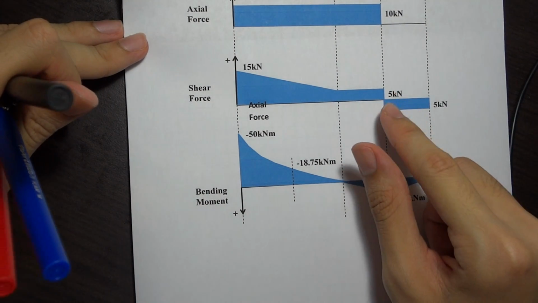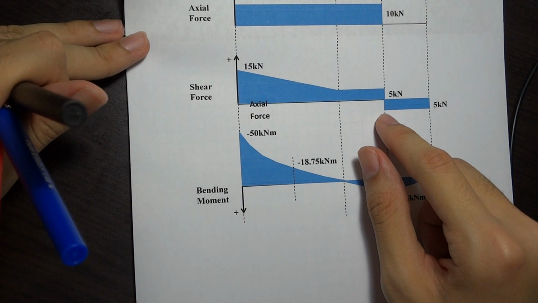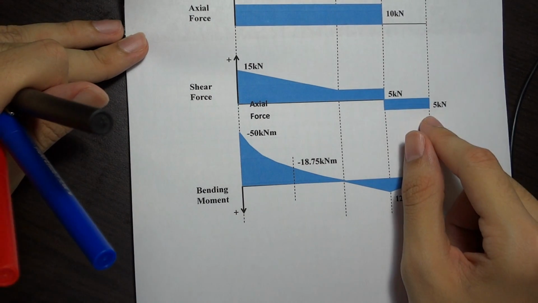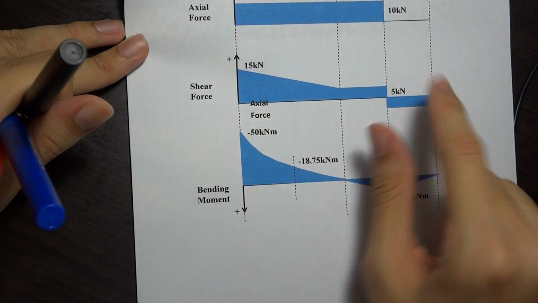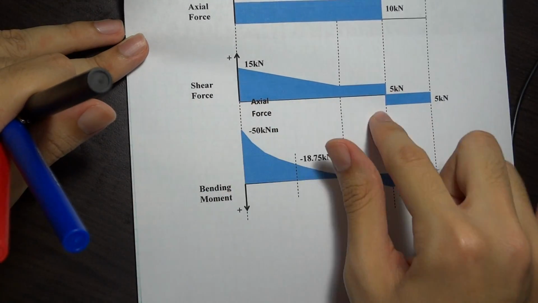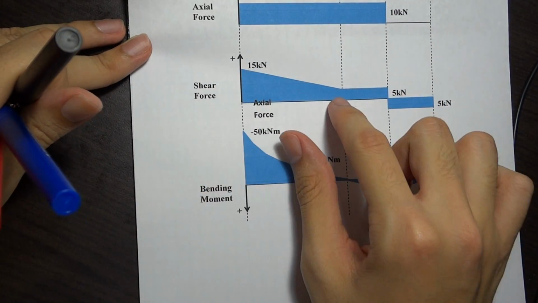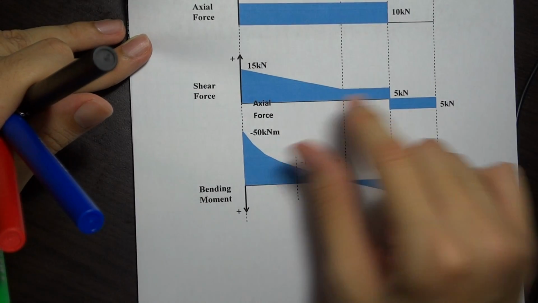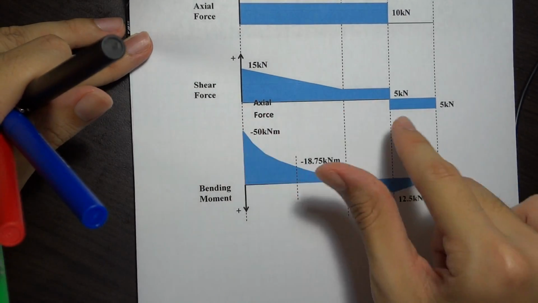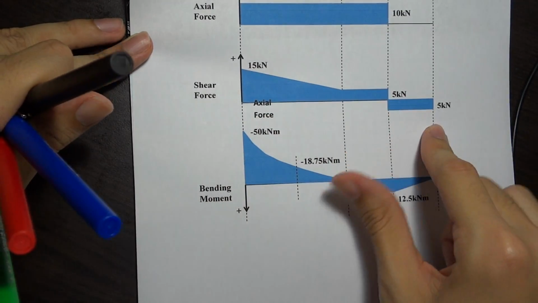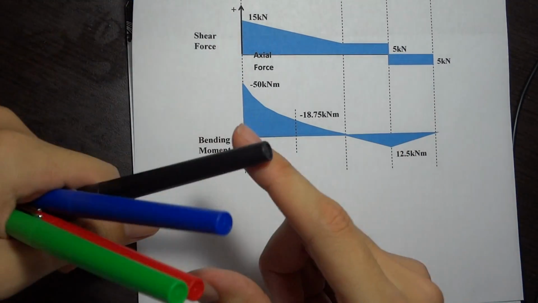Right here, you have a jump in shear, so you know that you have to have either a reaction or a point load. Here you also have a jump. Here, here, and here you have jumps. This is a smooth drop, so it's not a jump. But here, here, and here you should have point loads of some kind. They can be in the form of point loads, they can be in the form of reactions. It's really up to you, but they need to be there.